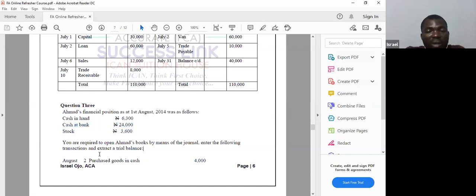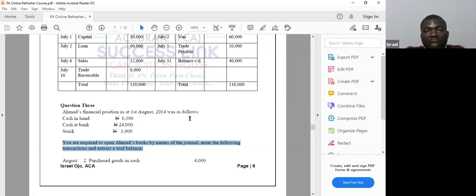Now, other than this, you are required to prepare... Can you see what we are required to do? You are required to open the books by means of journal, enter the following transactions and extract a trial balance. So we expect to put everything into the journal and then we extract a trial balance from it.